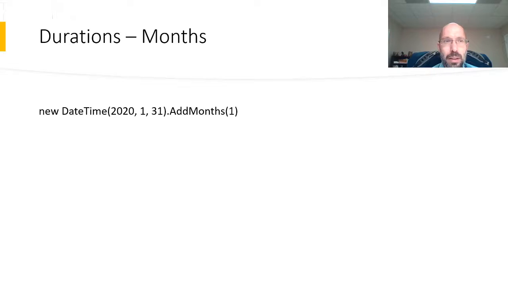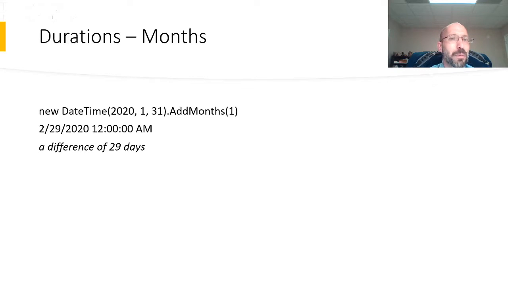Let's consider the .NET C# code here. We have a new date time, January 31st, 2020, and we are going to add 1 month to this date. If we add 1 month, what are we actually adding to this date? How many days are we adding? What does it mean to add 1 month? Is this 28 days, 29 days, 30 days, 31 days? Well, when we add 1 month, we will get February 29th, which is a difference of 29 days.